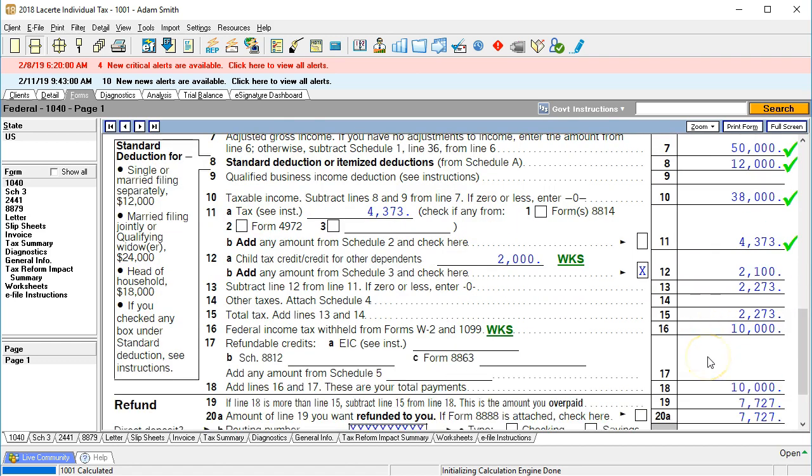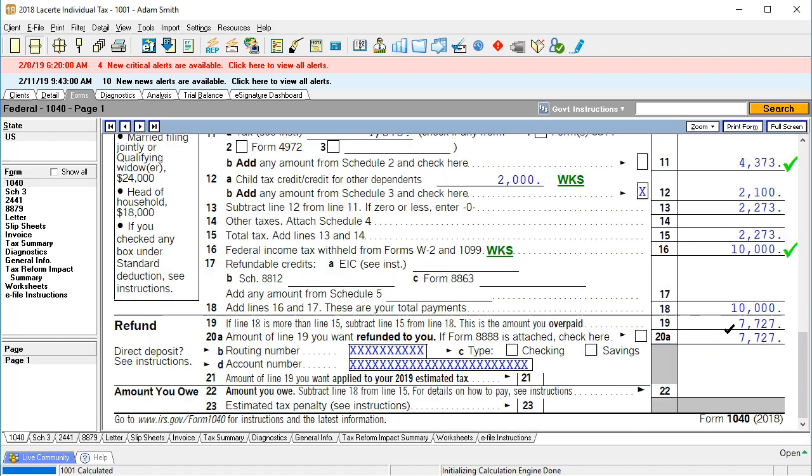That's a payment. So you'll note that this number didn't change. The 4,373 liability is the same. The 2,000 is still there. We still have the 2,000 going down to take the liability to 2,273, and we paid 10,000, and therefore we're getting a refund of 7,727.